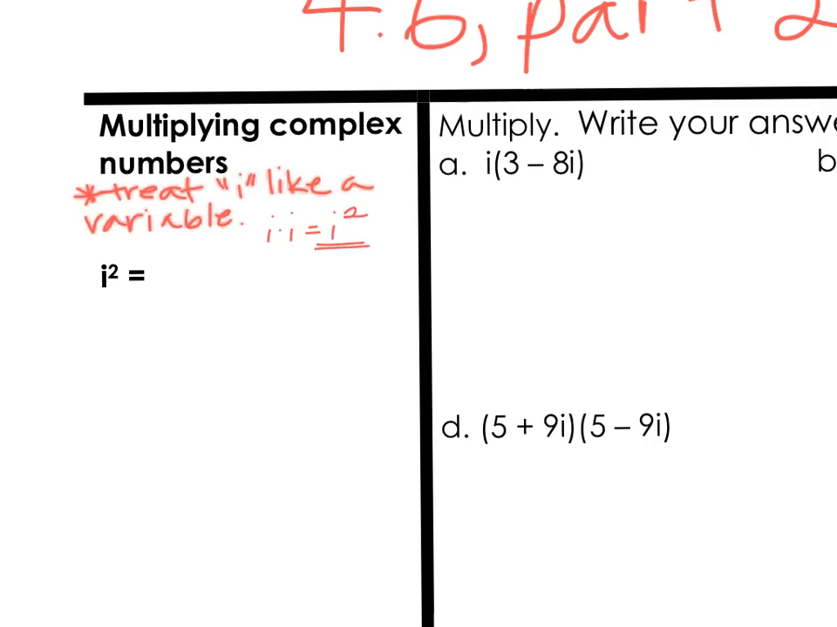Now, i squared is actually a definition. It actually becomes a real solution. i squared is equivalent to -1. Knowing this will be helpful when we create products and try to write our complex numbers in standard form. Let's try some examples on the right.